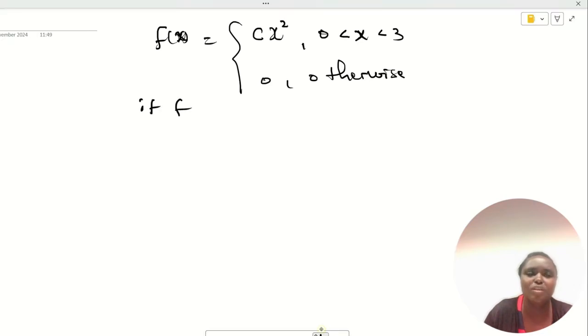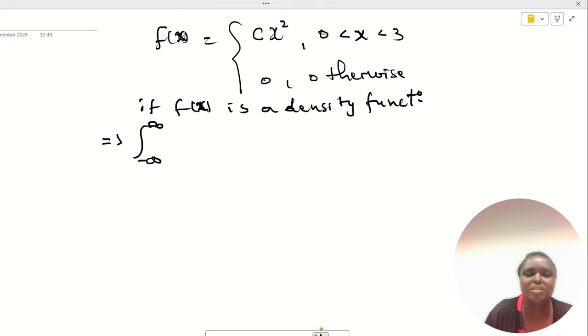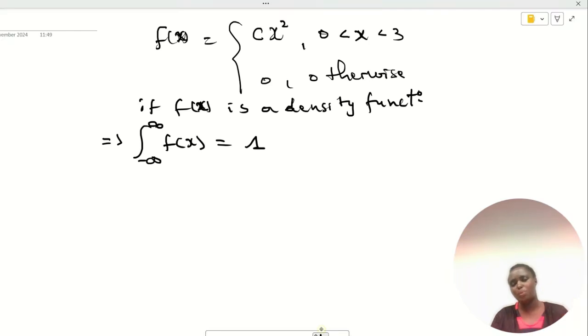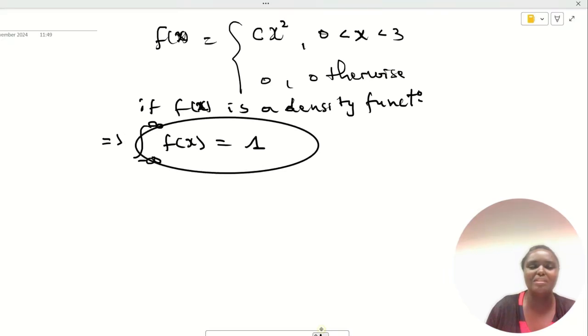If f of x is a density function, what does it mean? If it is a density function, then the integration from minus infinity to infinity of f of x should be equal to 1, because the sum of probabilities is equal to 1. Right? So using this relation, the fact that it's a probability density, now we can find the value of c.